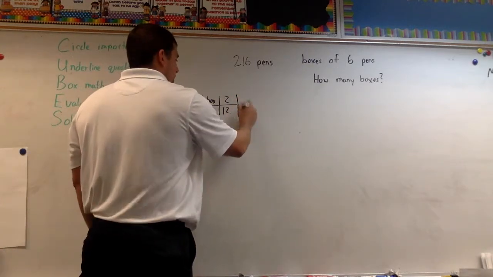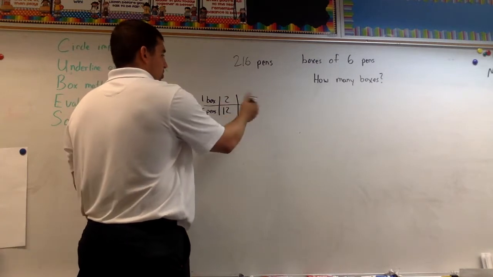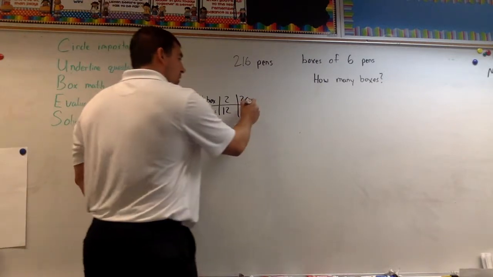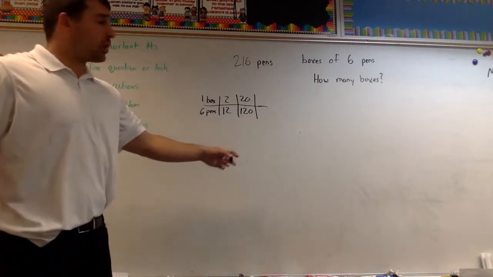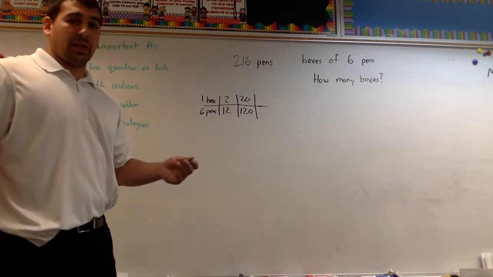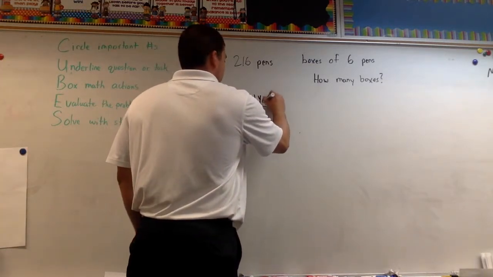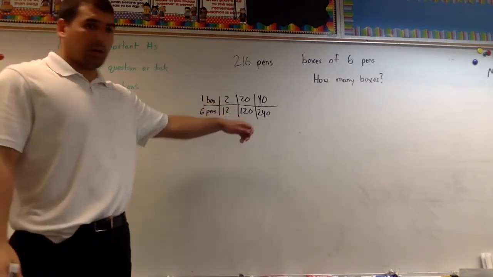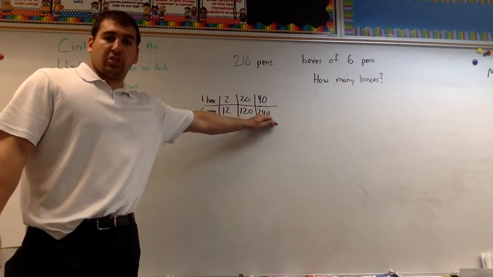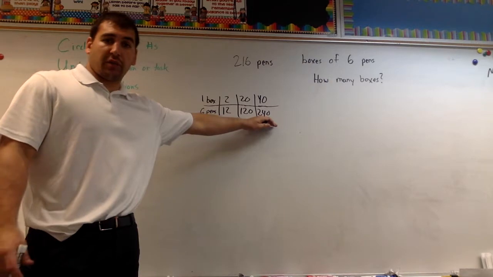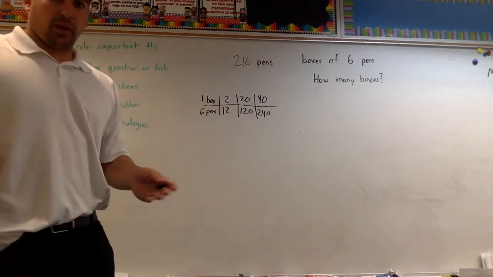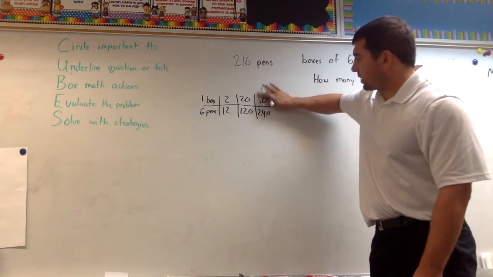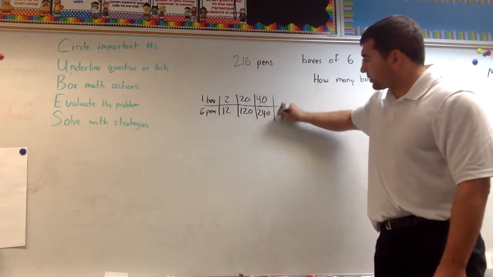2 boxes would be 12 pens. They definitely got more than that. Well, you know what? I could do 2 times 10 is 20. Multiply that by 20, 120. So 20 boxes would be 120 pens. I'm still not even that close. Let's double it again. 40 boxes, 240. Okay, I went over. So 40 boxes of 6 pens in each would be 240 pens. That's too high, so I can backtrack, or I can work off of the 20.